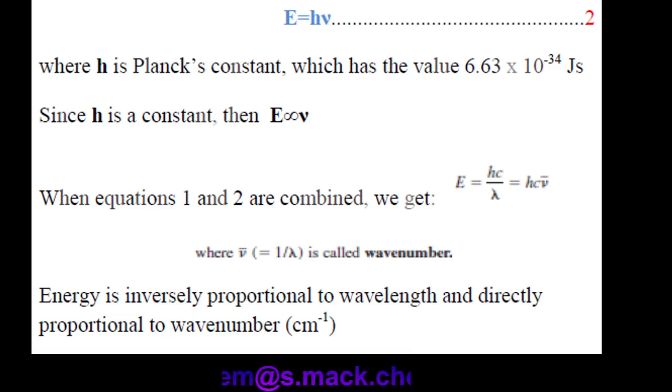So where wavelength was measured in, let's say, centimeters, wave number will be in cm to the minus 1. Or if wavelength was in nanometers, wave number would be nm to the minus 1.